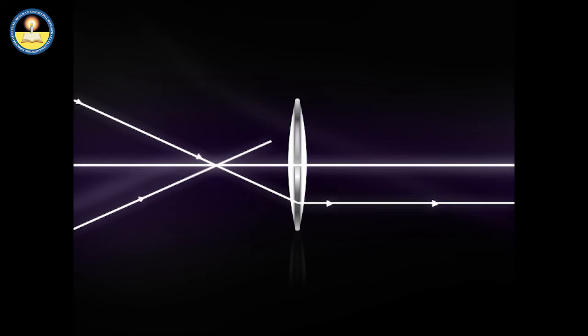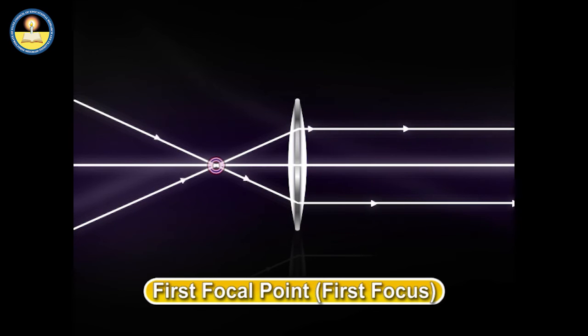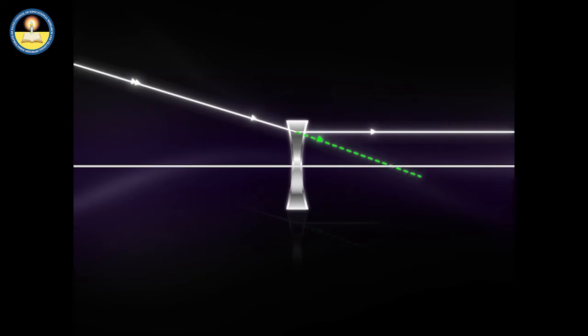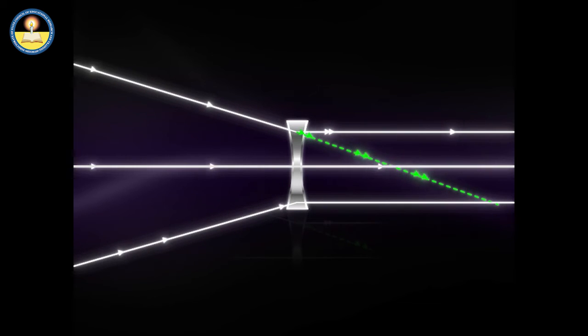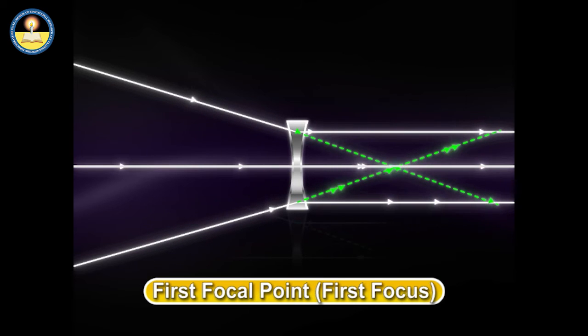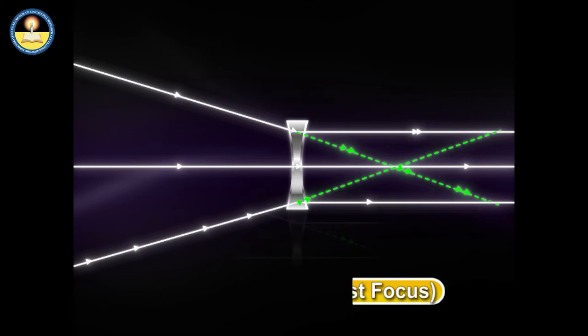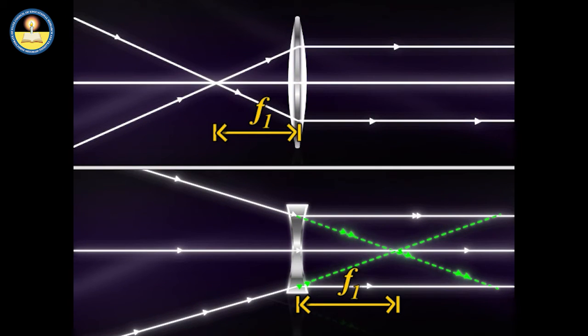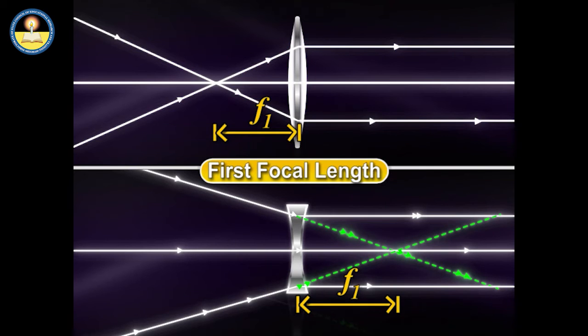When a set of light rays passing through a point or starting from a point on the principal axis after refraction through a convex lens becomes parallel to the principal axis, the point is called its first focus. It is on the side of incident rays. On the other hand, when a set of light rays moving towards a point on the principal axis after refraction through a concave lens becomes parallel to the principal axis, the point is called its first focus. Now it is on the side of emergent ray, and the distance of the first focal point from the optical center is called first focal length, which is denoted by F1.